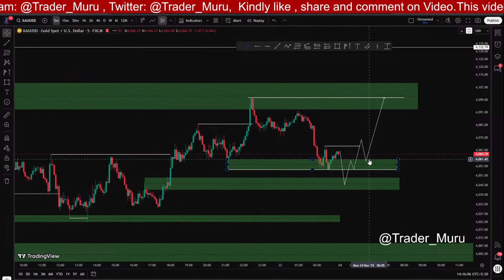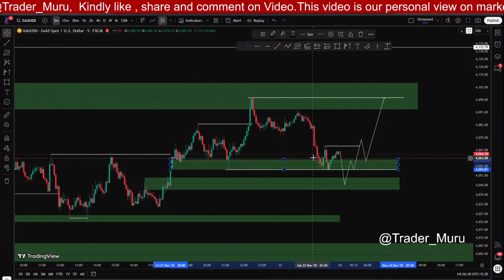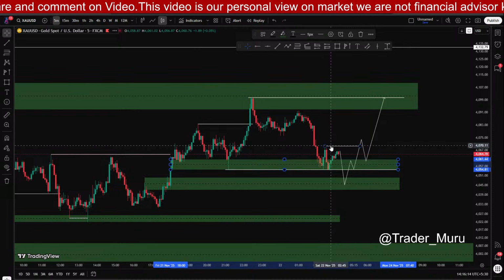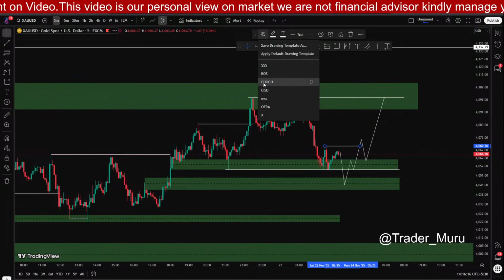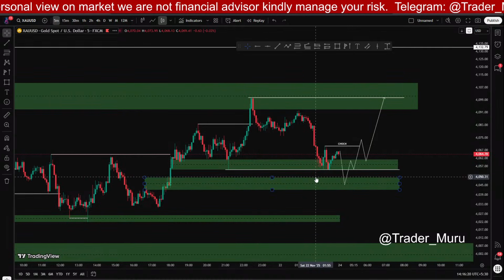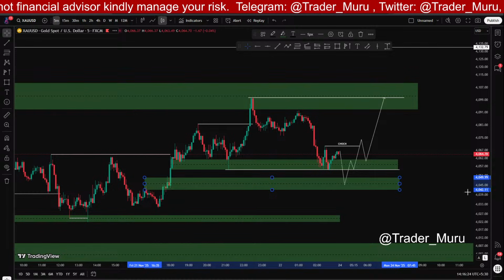Like this one here, it will test this area because this is the support zone, and price will sweep its liquidity, again reclaim, give us a smaller time frame change of character again, and then it will move. So watch for this area around 4050 to 4042.